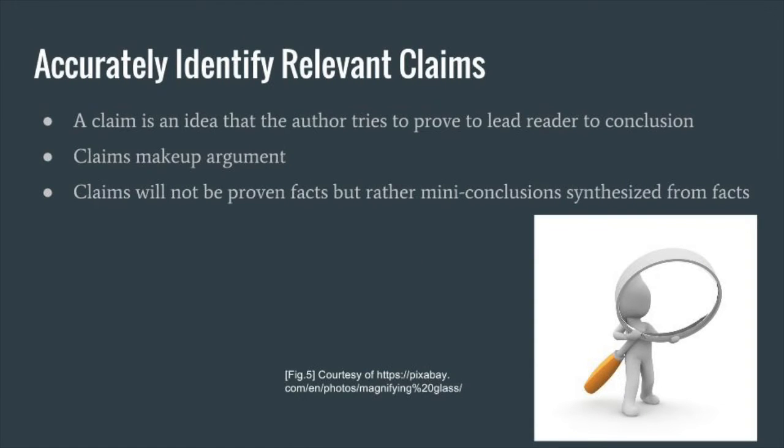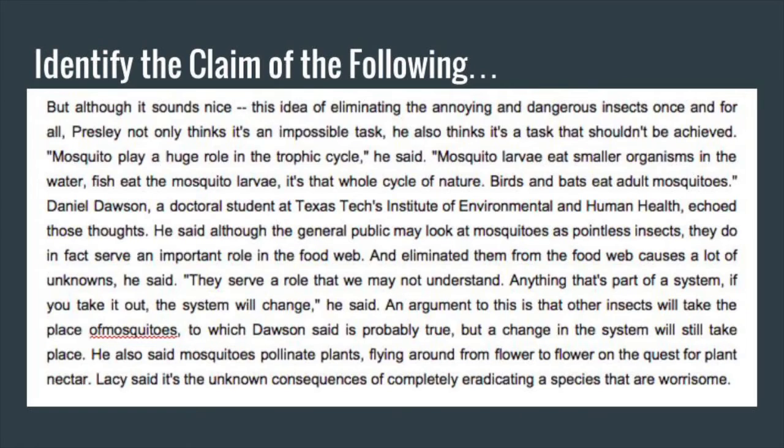Alright, so the next term is accurately identifies relevant claims. That's a mouthful, basically. Find a sentence where the author is trying to prove something, but it's not a fact, and highlight it. You've identified a relevant claim. Good job. So identify the accurate claims in the following. Pause your video and do that now.